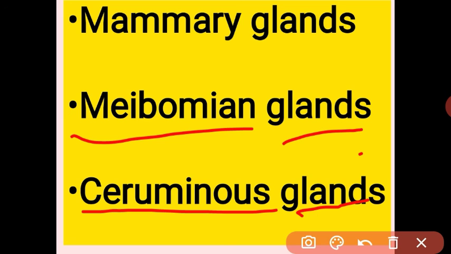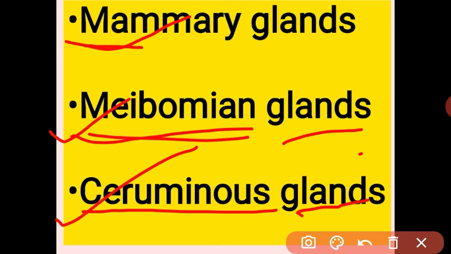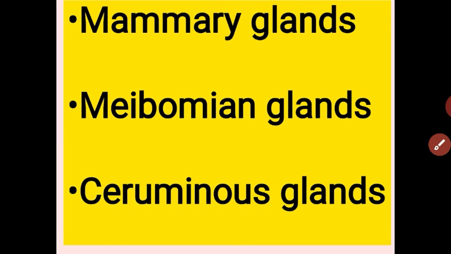Got it? The three glands: mammary gland, meibomian gland, and ceruminous gland. The meibomian gland is present above the eyelids, and the ceruminous gland is present in the auditory canal. Got it, student?